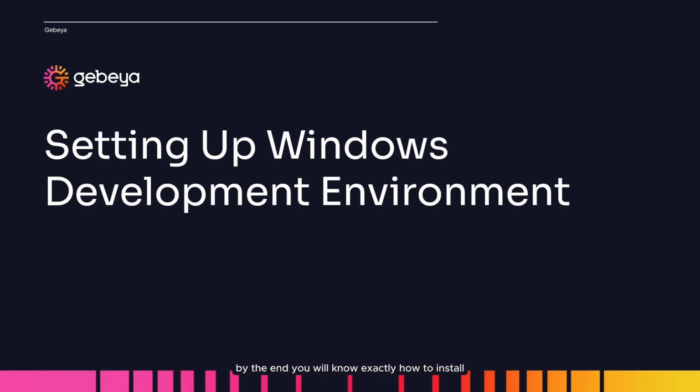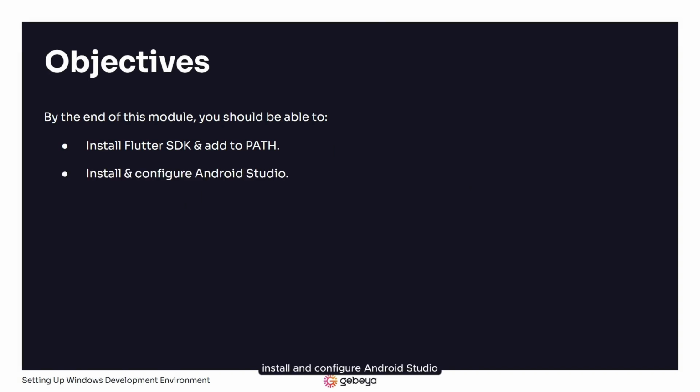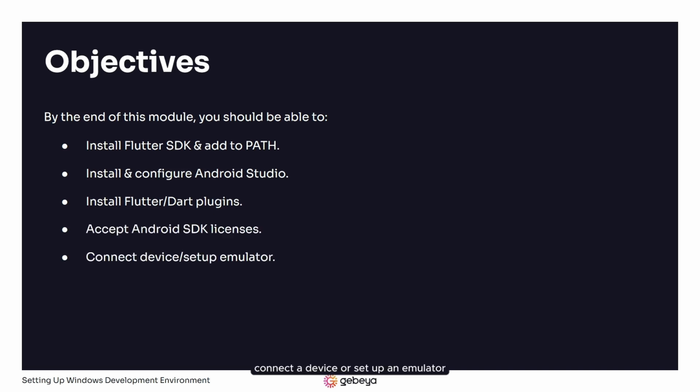By the end, you will know exactly how to install and configure all the tools needed to start building your apps confidently. You will learn how to install the Flutter SDK and add it to your path, install and configure Android Studio, install Flutter and Dart plugins, accept Android SDK licenses, connect a device or set up an emulator, and use the Flutter Doctor tool to ensure everything is ready to go.